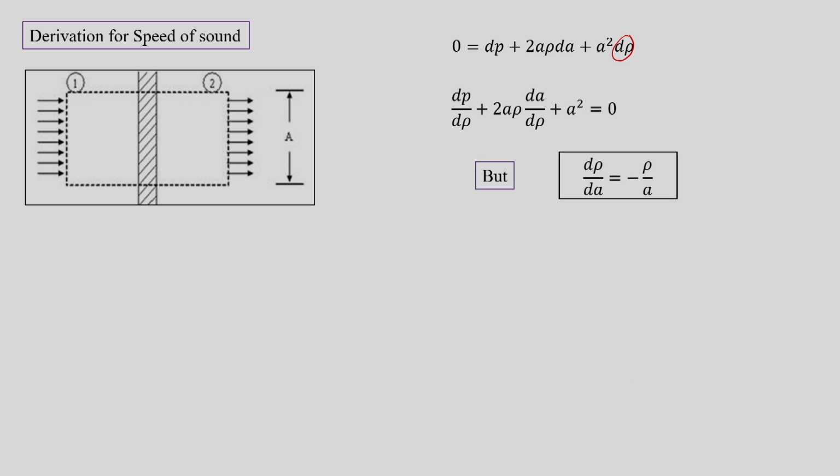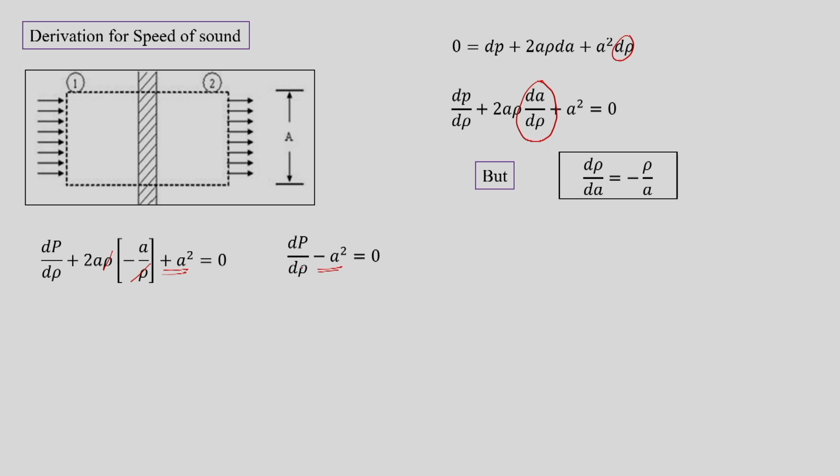But we know from the mass conservation equation that d rho by dA is equal to minus rho upon A. So we can put this here, which becomes minus A by rho. So we can further have rho cancelled, and then this becomes minus twice A square, but we have plus A square.